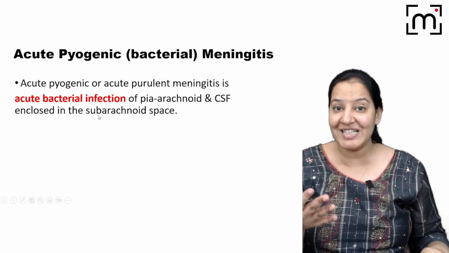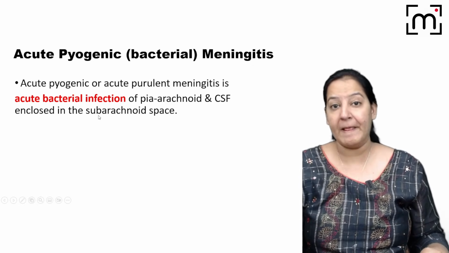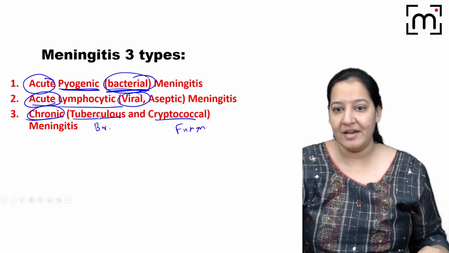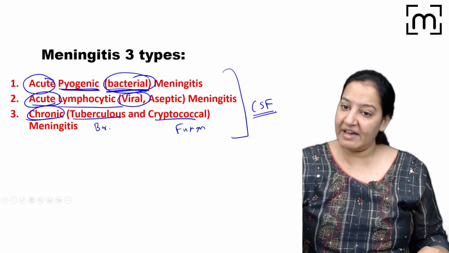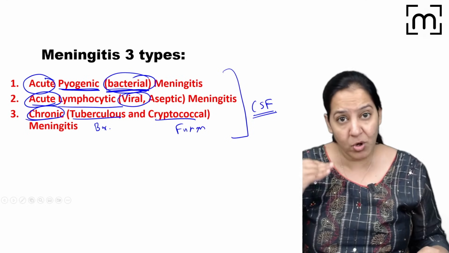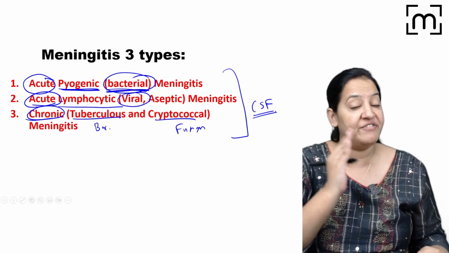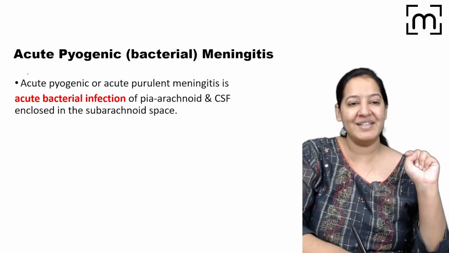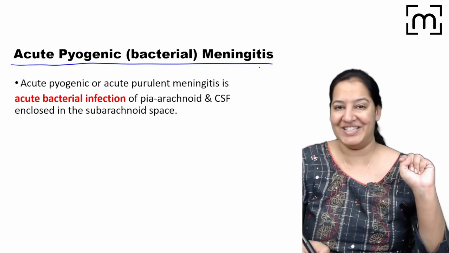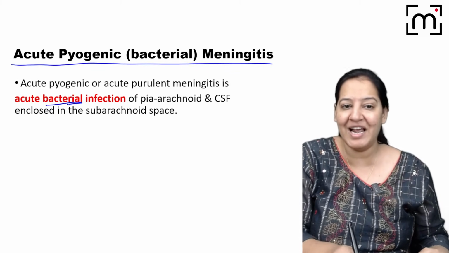We have to see their details one by one, how to differentiate them based on their CSF findings. We collect the CSF of the patient and see the 7 findings in the CSF. Based on those 7 findings, we differentiate which type of meningitis it is, right? So let's talk about the first type of meningitis, the acute pyogenic meningitis, the acute bacterial meningitis.